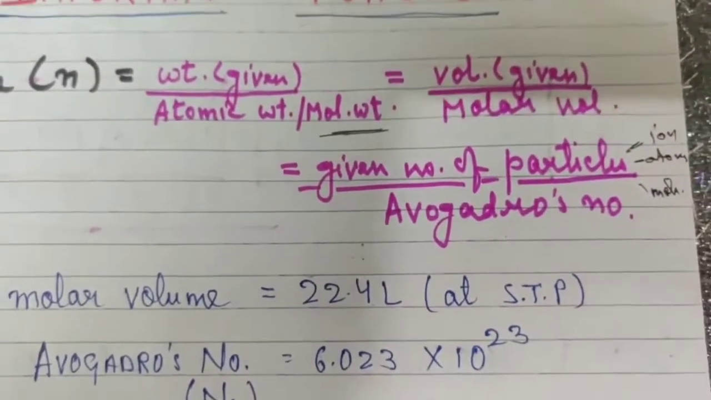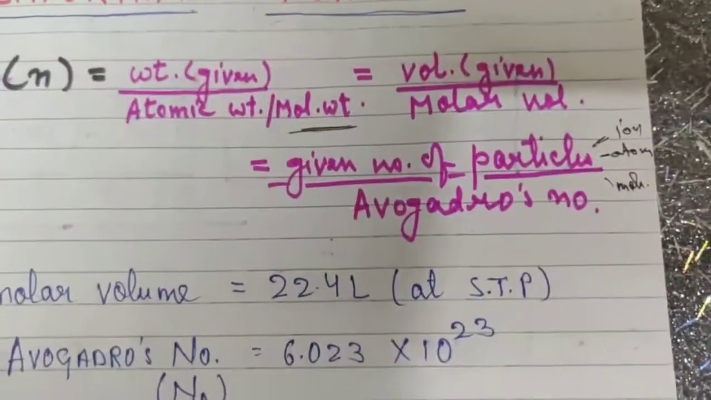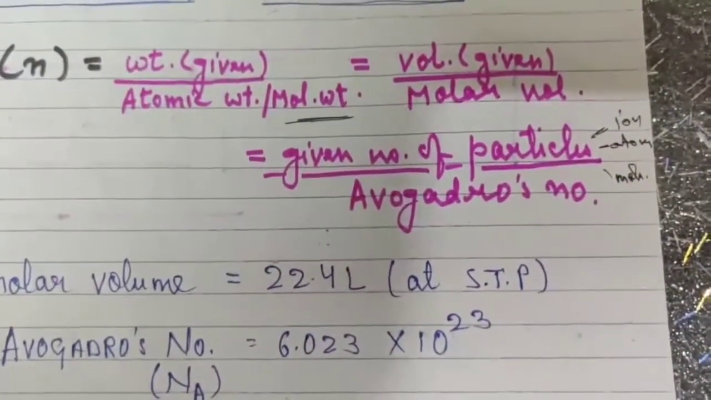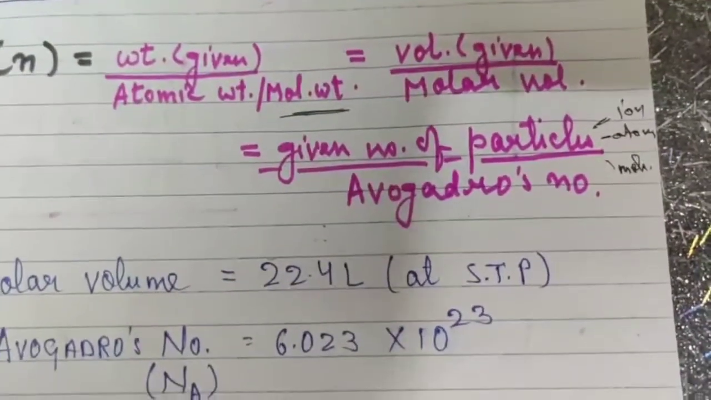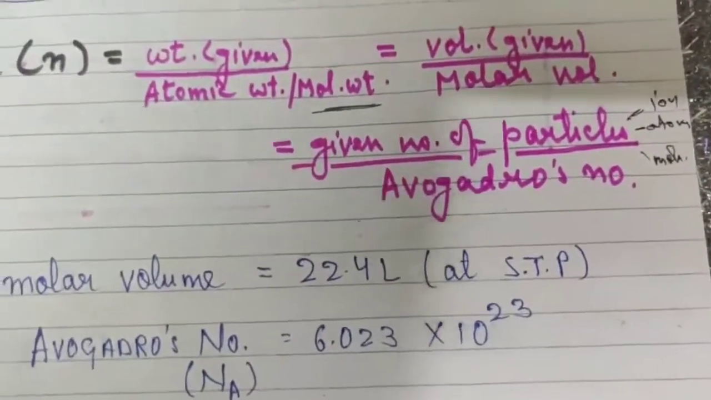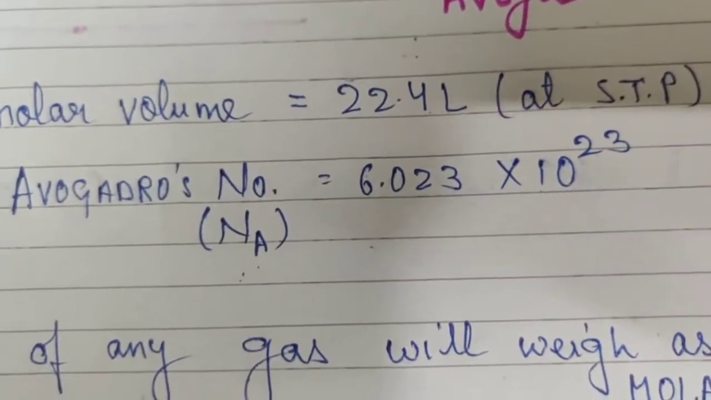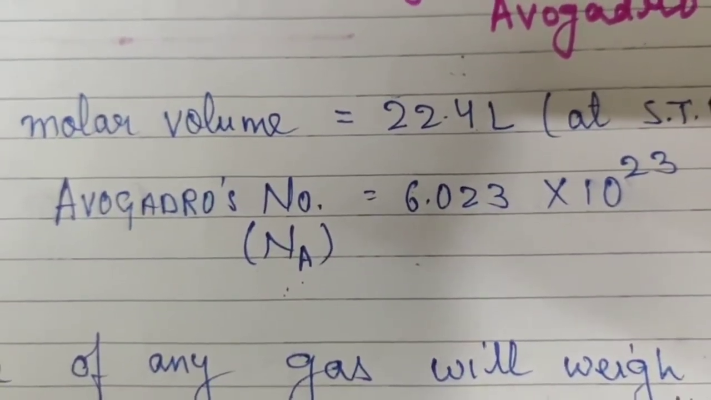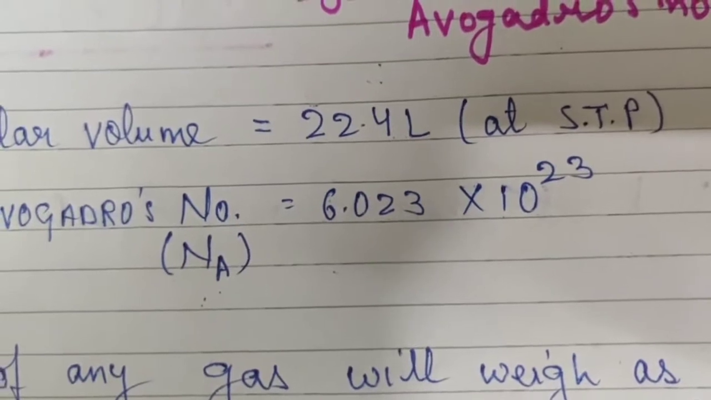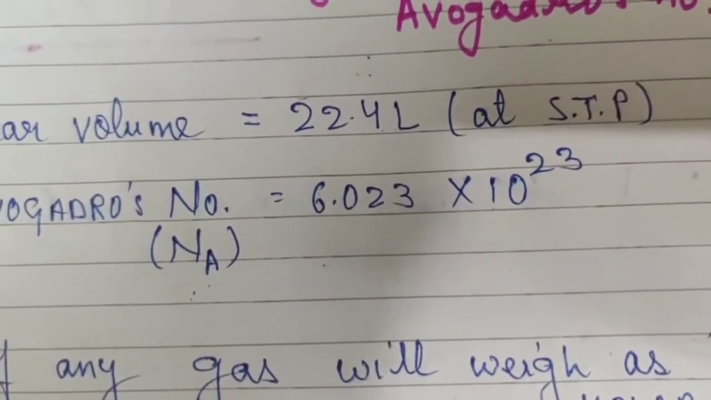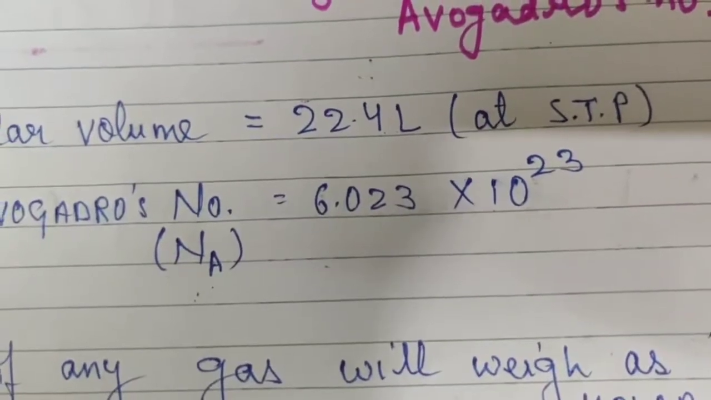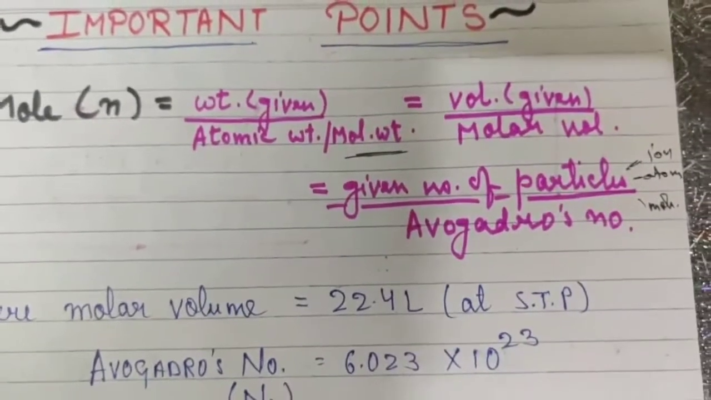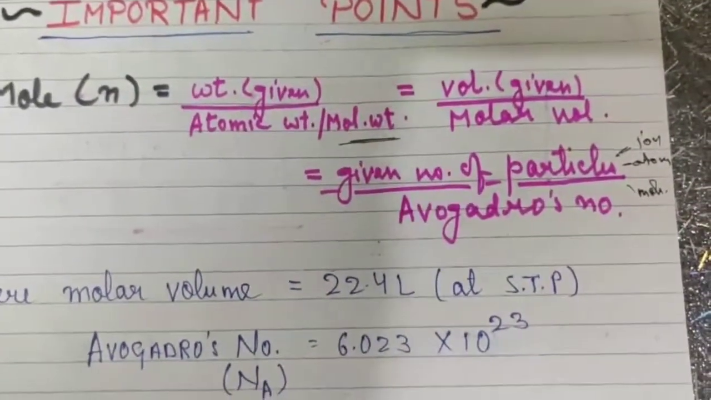And again, the third is the number of moles is equal to given number of particles upon Avogadro's number. And the particles can be ion, atom, molecule, electron, proton, neutron, anything. And Avogadro's number is represented as Na. I have written here, a is in the form of subscript, and the value of Na, which you have done in class 9 also, is 6.023 into 10 raised to the power 23. So here are these three important formulas. The calculation of moles will be based on these three formulas only.